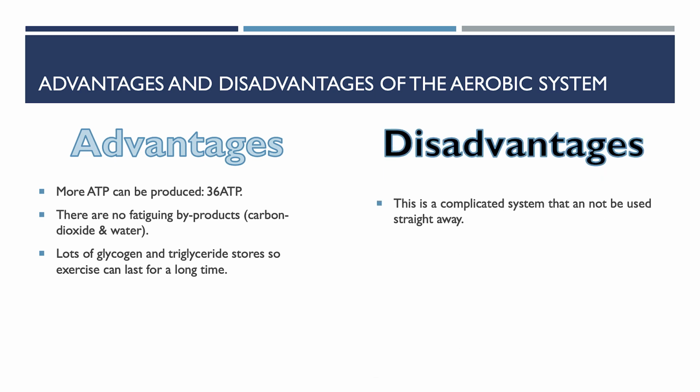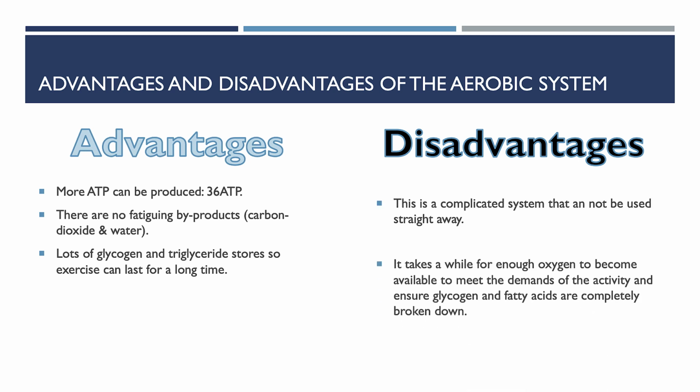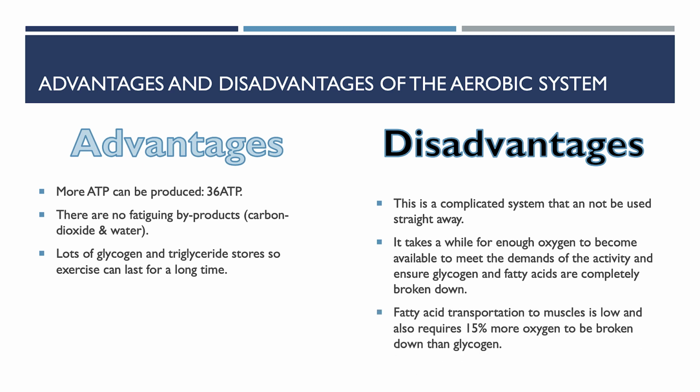And disadvantages: this is a complicated system that cannot be used straight away. It takes a while for enough oxygen to become available to meet the demands of the activity and ensure glycogen and fatty acids are completely broken down. Fatty acid transportation to the muscles is low and also requires 15% more oxygen to be broken down than glycogen.